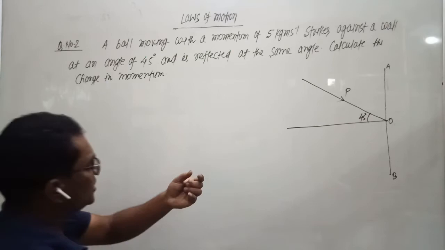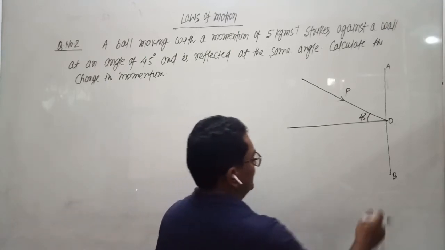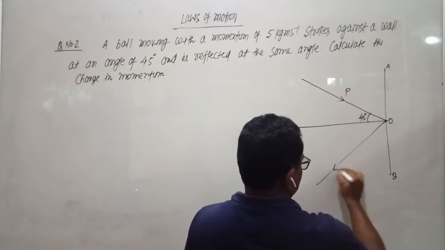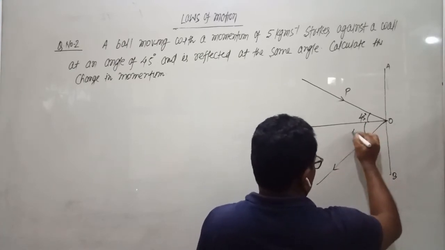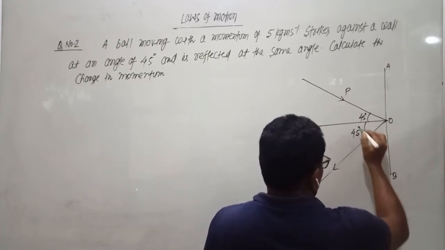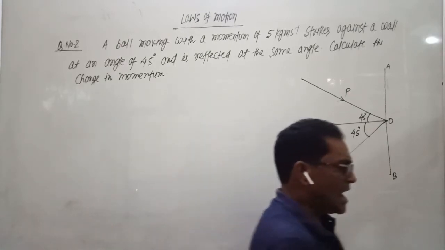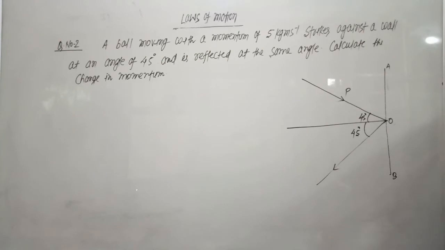Then the ball is reflected at the same angle. It means it is reflected at an angle of 45 degrees. The angle of reflection is also 45 degrees, and this is the angle of incidence, which is 45 degrees.